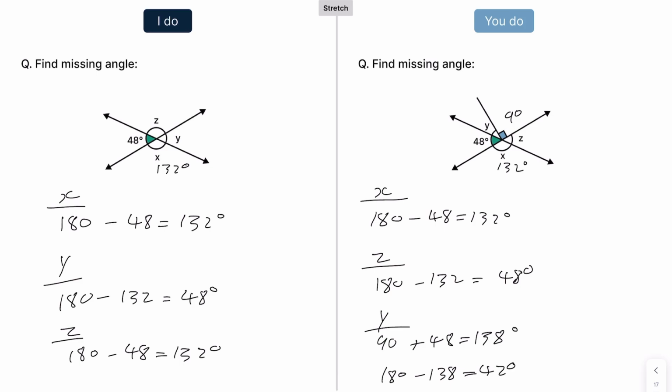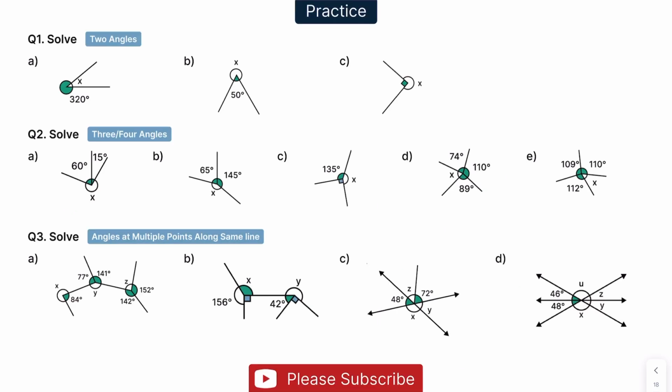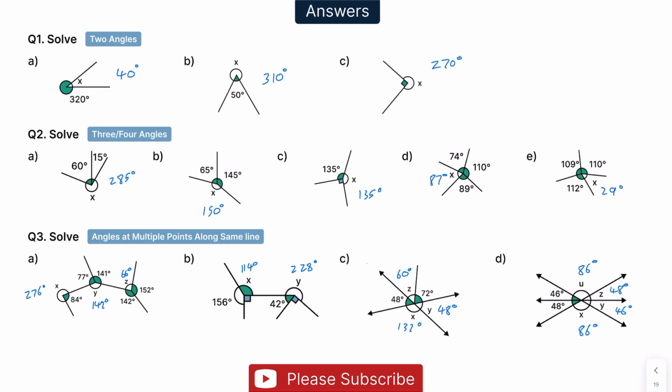So this was a slightly trickier example. So here are now some practice questions for you to have a go at on everything we covered. So press pause and have a go. When you're ready, press play for the answers. Here are the answers. Mark your work.